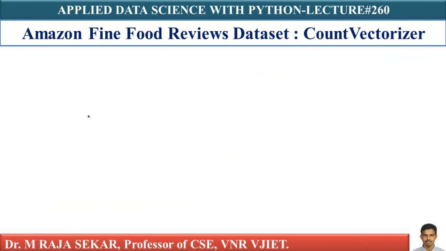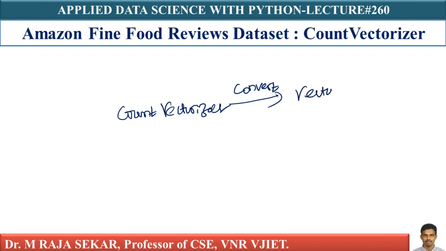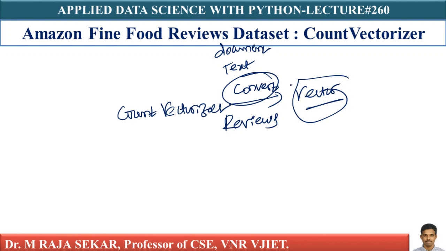Vectorization makes machine learning faster. Scikit-learn's CountVectorizer is used to convert a collection of text documents to a vector of term counts. I can convert text, documents, or reviews, and these reviews can be converted into vectors of counts. We will try to understand how.